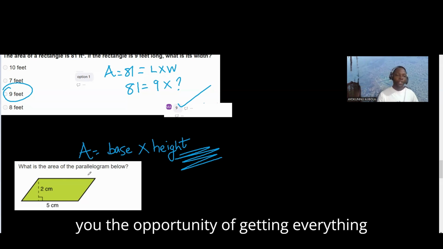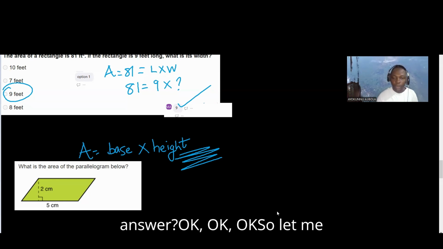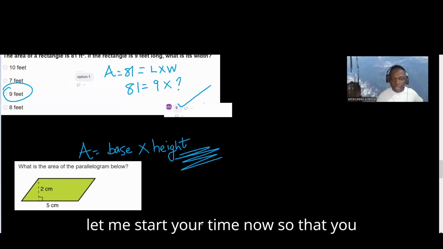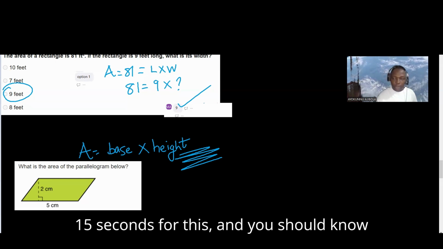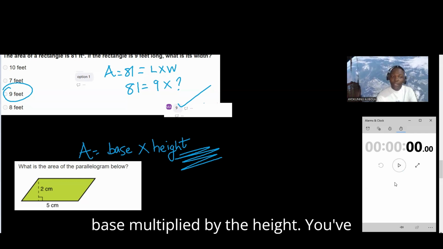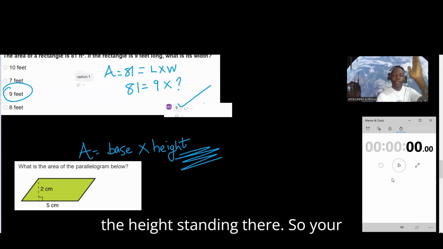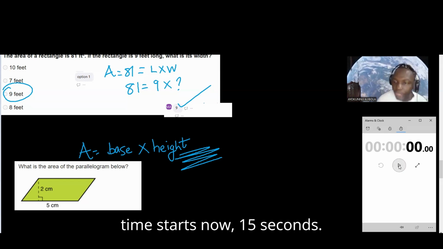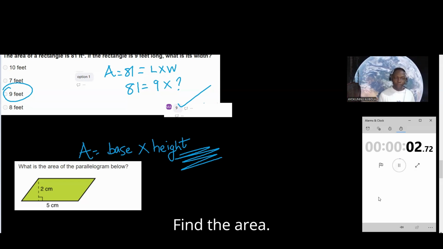So I want to give you the opportunity of getting everything in this one. Have you sent your first answer? Okay, let me start your time now so that you can send me your answer. You have 15 seconds for this. And you should know what to do, because I have told you the base multiplied by the height. You've seen the base at the bottom, you've seen the height standing there. So your time starts now. 15 seconds. Find the area.